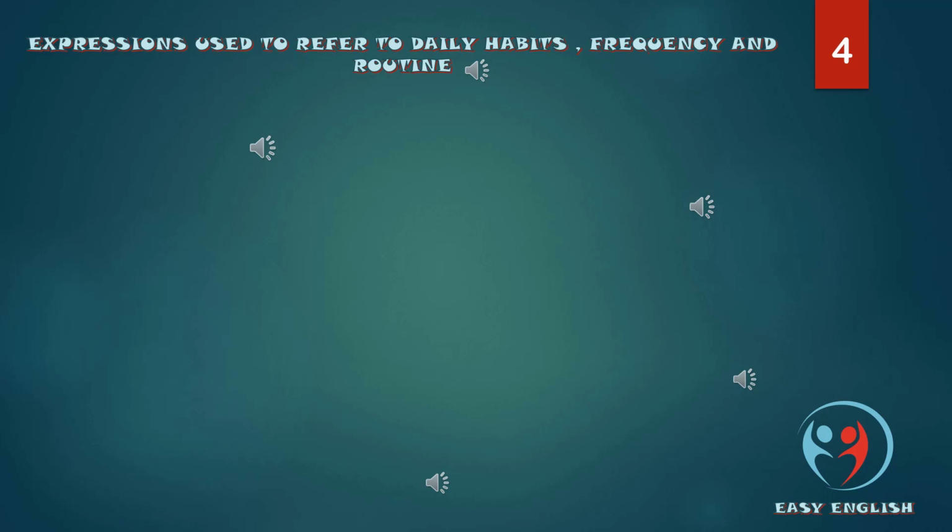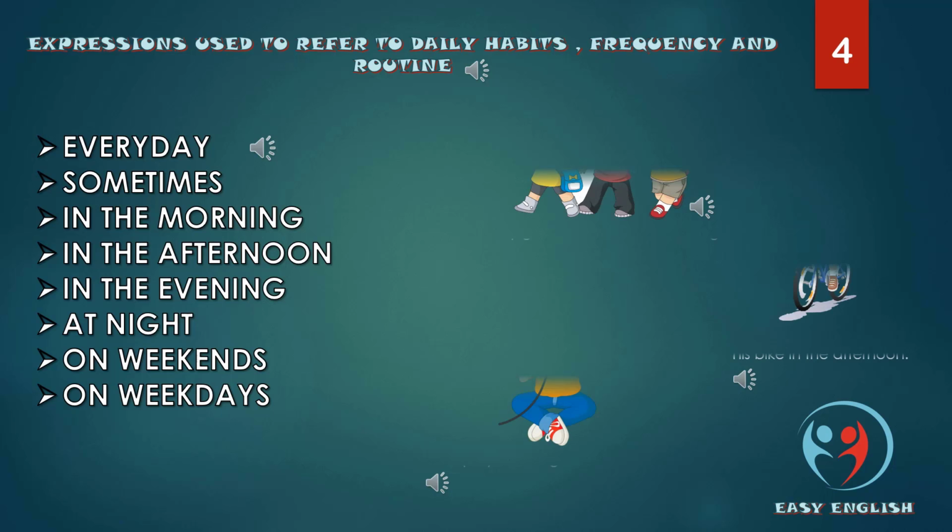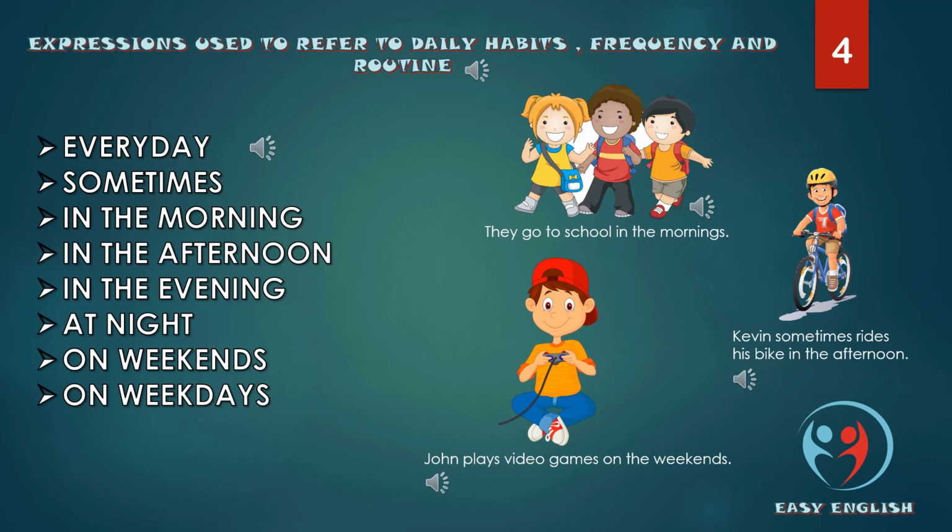Expressions used to refer to daily habits, frequency, and routine. Every day, sometimes, in the morning, in the afternoon, in the evening, at night, on weekends, on weekdays. They go to school in the mornings. Kevin sometimes rides his bike in the afternoon. John plays video games on the weekends.